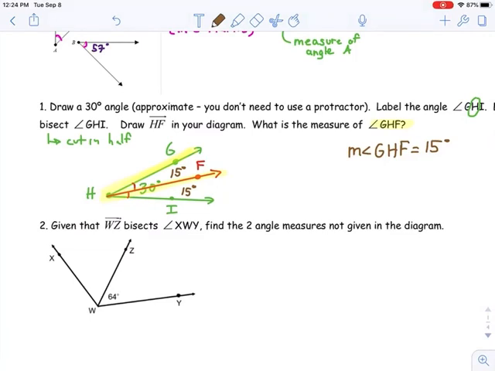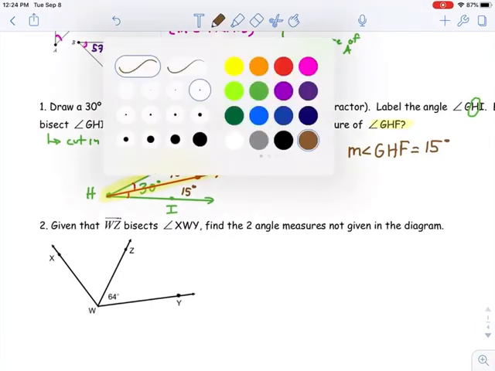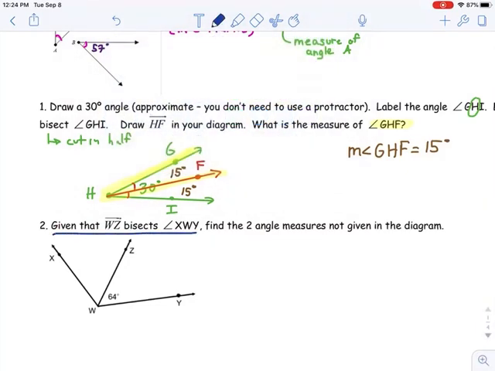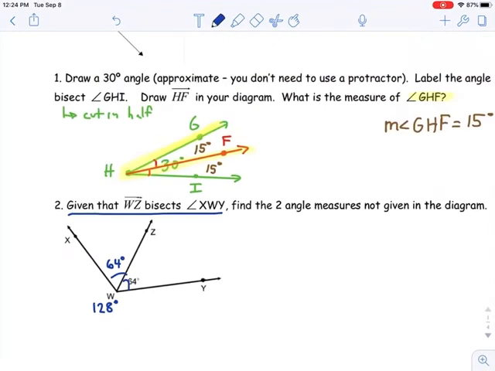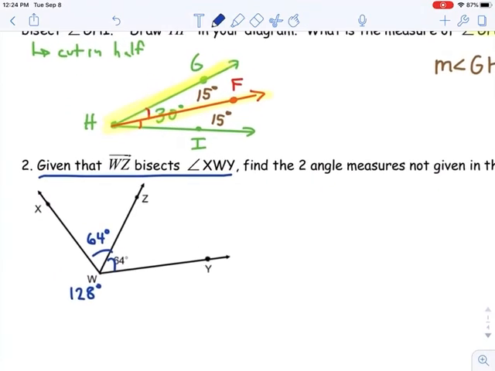So just another problem with some basic numbers. Given that WZ bisects angle XWY. It's a really good habit to get into: this sentence right here, let's label it. It's saying that it bisects the angle, so arc marks. Because now I'm not even reading the rest of the problem, I can start filling in things. Well, if this part is 64, this other part is 64 degrees. Since it's bisecting, it's cutting it in half, they have equal measures. And then that means the whole thing is 128 degrees. And that ends up being what the question was asking.